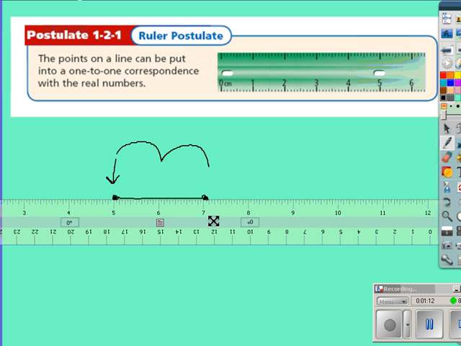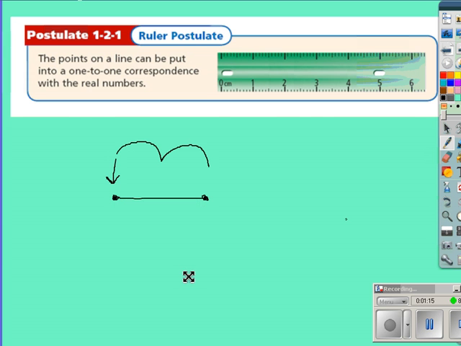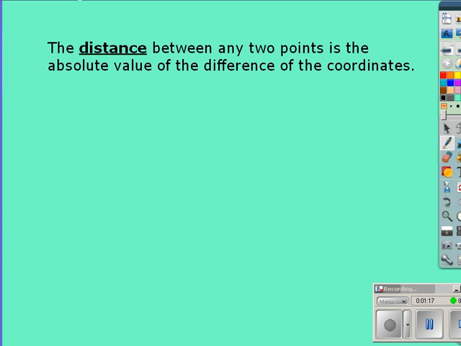The way we use that is when we're talking about distance. The distance between any 2 points is the absolute value of the difference of the coordinates. So again, if I have my 2 points, and they measured at, I think we started with 2 and 4. If I want to find the distance between those 2 points, I'm going to subtract to find the difference. 4 minus 2, and I get 2. We have a distance of 2.